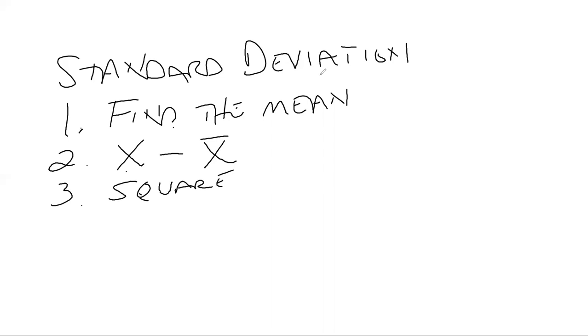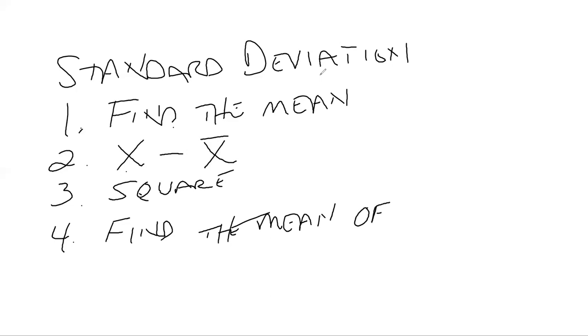Step four: we take each of those answers and find the mean again, the mean of the squares. This is a technical term called the variance, if that comes up. And then step five is to take the square root of that answer.